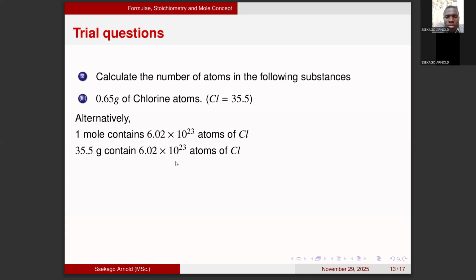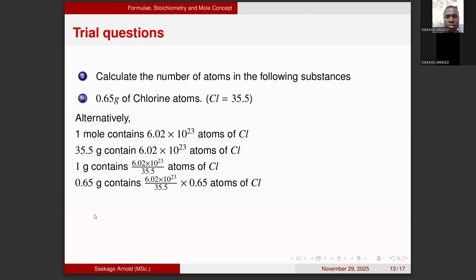Therefore, if 35.5 grams contain this, 1 gram will contain this over 35.5 atoms of chlorine. What of the given grams in the question? In the question, we have 0.65 grams. We shall have this times 0.65. These are now atoms of chlorine. Computing this, we obtain 1.1 times 10 power 22 atoms of chlorine. That is method 2, a bit technical and a bit easy.